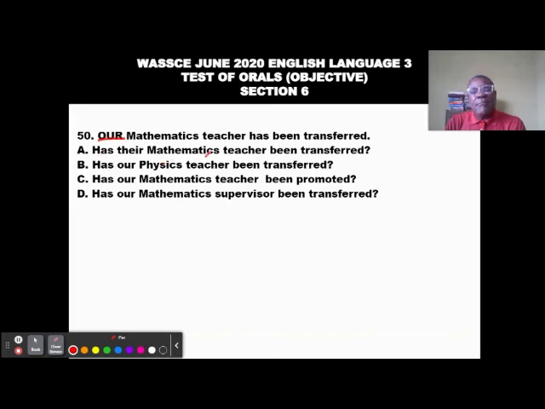A, has their mathematics teacher been transferred? B, has our physics teacher been transferred? C, has our mathematics teacher been promoted? D, has our mathematics supervisor been transferred? The correct answer is A, because there is the contrast. The question is, has their mathematics teacher been transferred? The answer is no. Our mathematics teacher has been transferred, not their mathematics teacher.